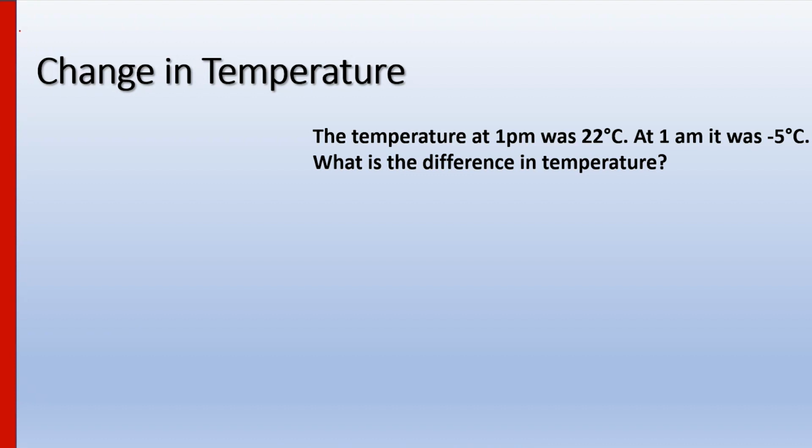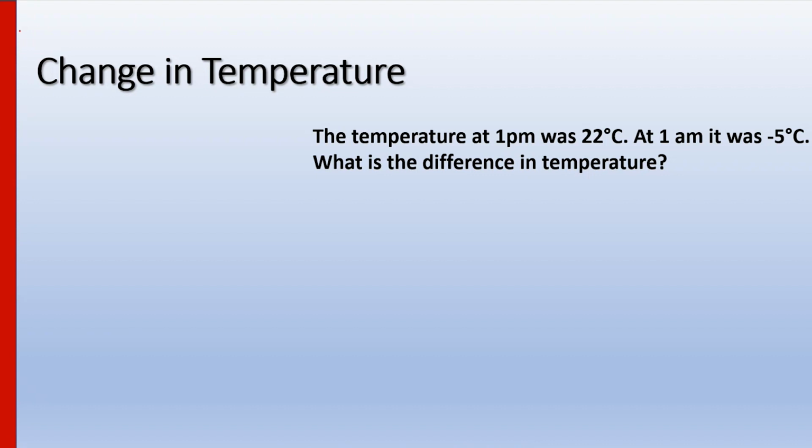Well, the temperature at 1 p.m. was 22 degrees Celsius, and at 1 a.m. it was minus 5 degrees. What is the difference in temperature? So this seems like a normal summer's day in the UK.